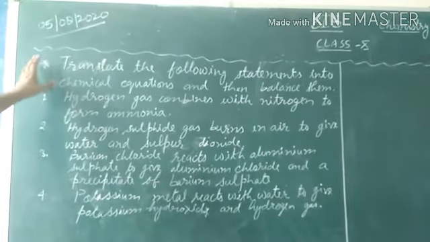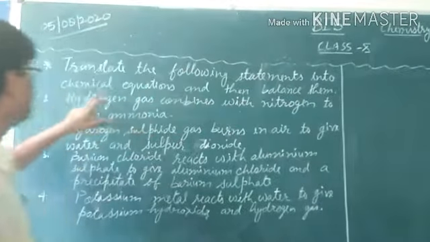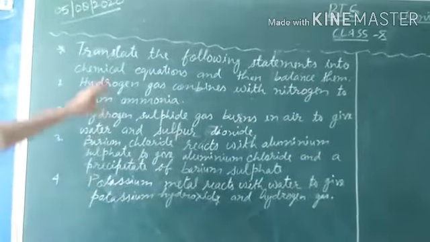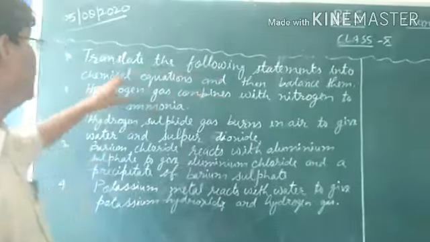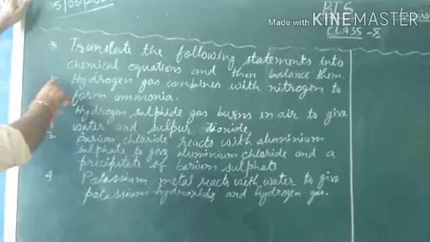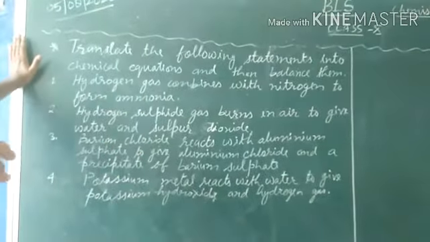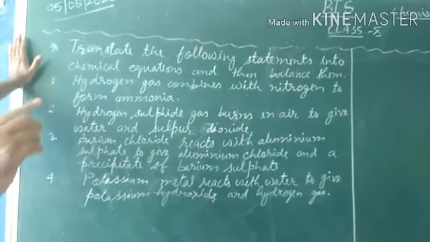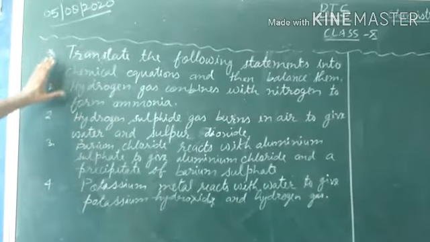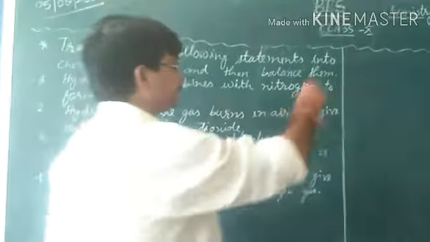So the first question of this video is, translate the following statements into chemical equations and then balance them. These 4 chemical equations are written in words form. But our aim is to change them into chemical formula. Change these reactions into chemical formula. So I am starting the first question.